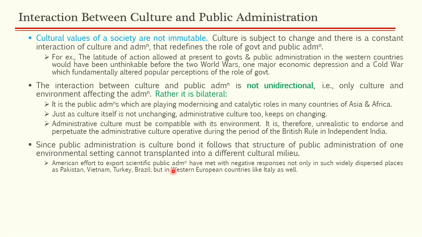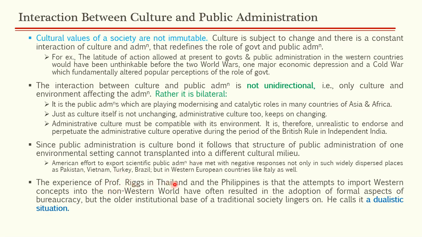another country. The experience of Professor Riggs in Thailand and the Philippines is that the attempts to import Western concepts into non-Western world have often resulted in the adoption of formal aspects of bureaucracy, but the older institutional base of a traditional society lingers on. He calls it a dualistic situation.